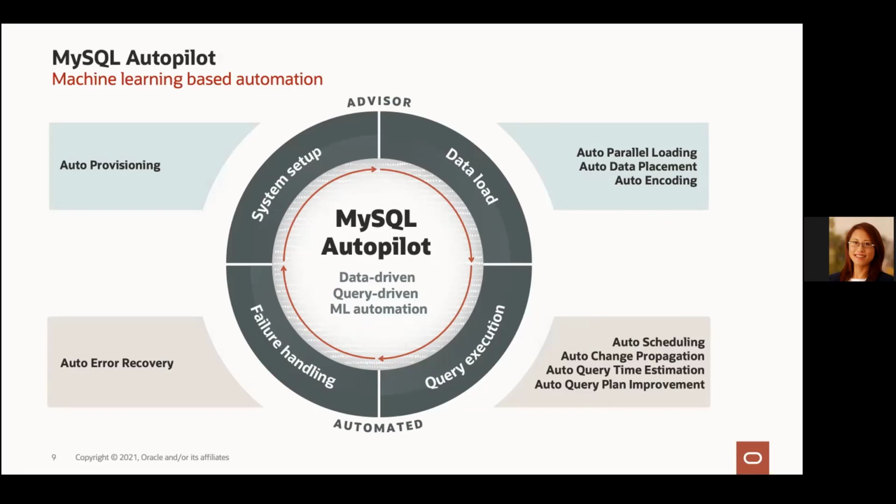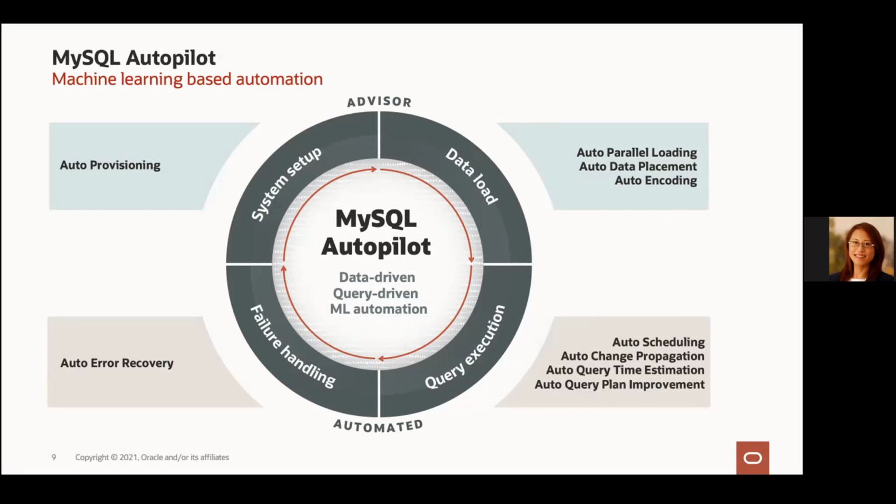So that's the advisor for data load. The other part is the more automated, so there's no user intervention needed. There's the failure handling, where if there's a node in the cluster that fails, we automatically recover the node and also reload the data so that the system can be on when the recovery is done. For query execution, for example, we have a query plan improvement.